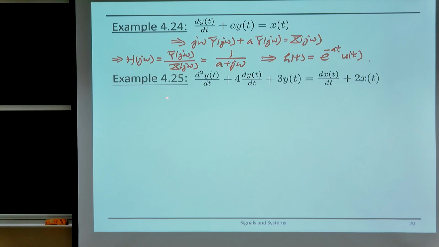Now, the second example you can do similarly. If you again take the derivative and divide X to the other side, you will get H(j omega), that is 2 plus j omega over 3 plus 4j omega plus j omega squared.